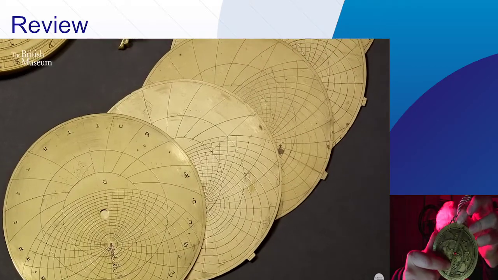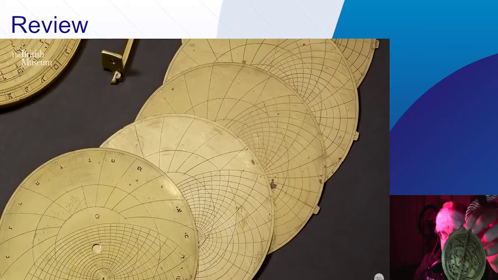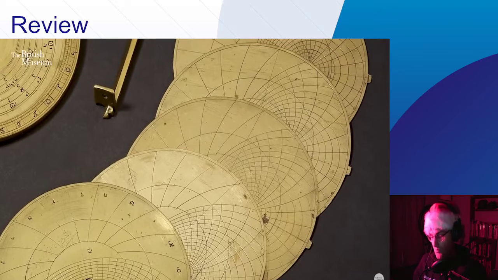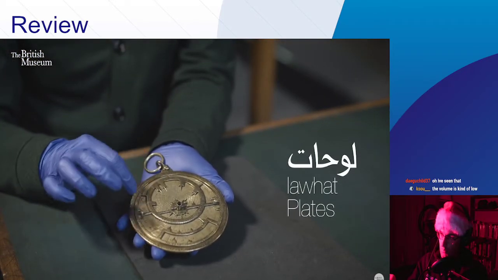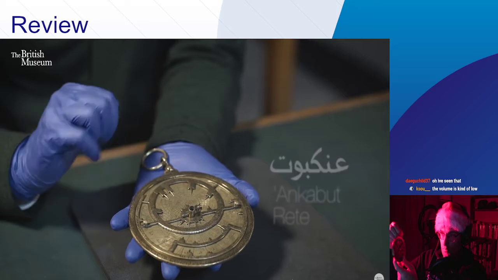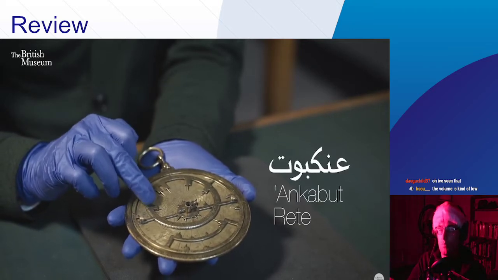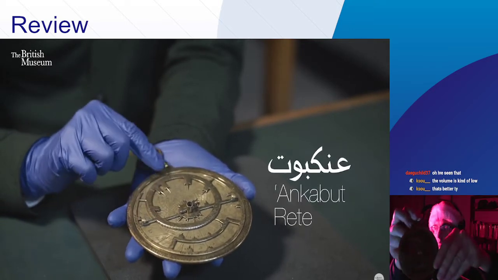Inside, there are plates, and they're held inside the mother. So you can have sometimes up to about five. They're often engraved on both sides. So depending on how far north or south you are, you'd use a different plate. So you'd have maybe one for Mecca, maybe one for Cairo, maybe one for Cordoba. And you can change them. On the front here, this bit with the star pointers, this is known in Latin as the Reti, which is the net. But in Arabic, it's the Ankabut, which means the spider.